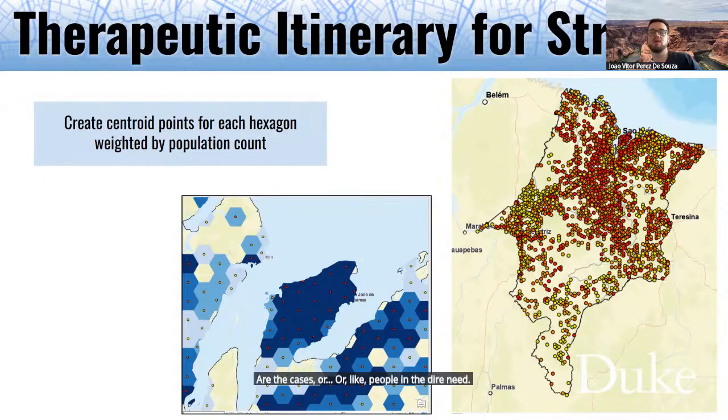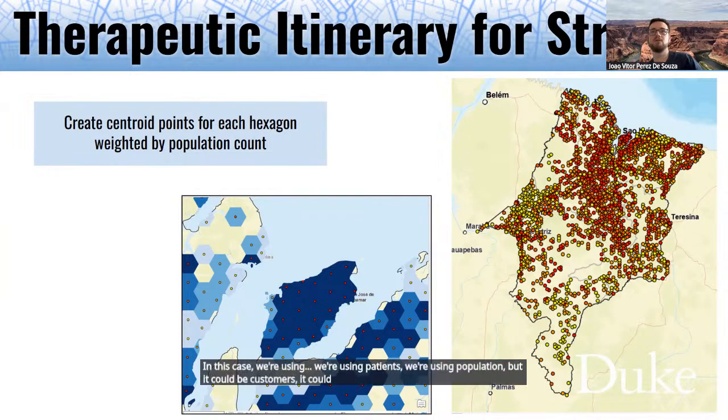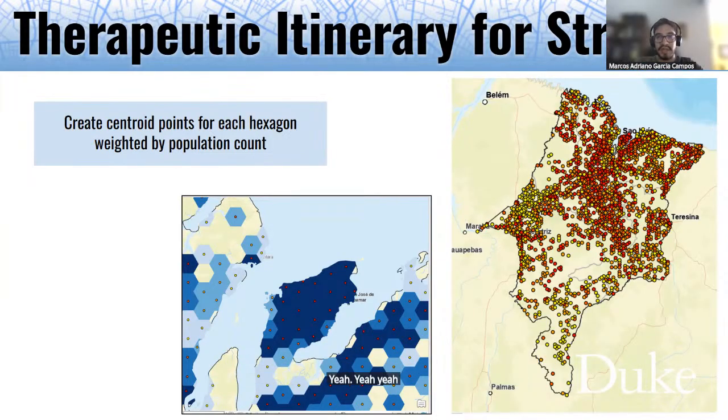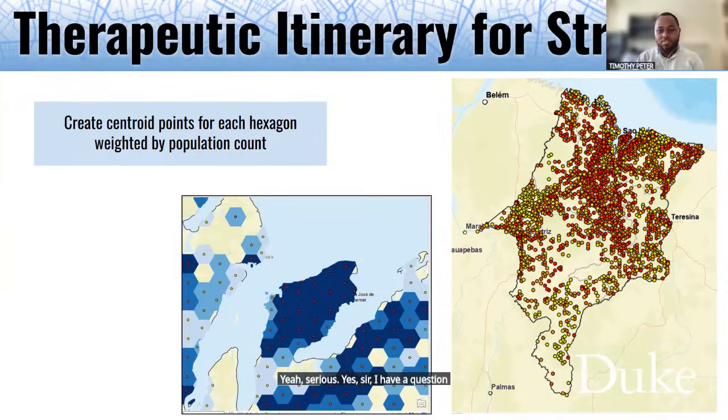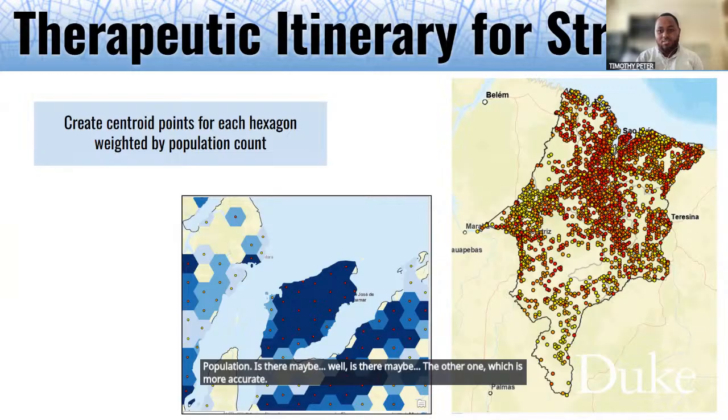In this case, we are using patients, the population, but it could be customers, or a supply chain, it could be other things, but we're talking about people here. Sorry, Timothy, I have a question. Is there a difference if somebody chooses another shape rather than a hexagon, like a pentagon, to represent the population? Is there maybe one that is more accurate or less accurate?